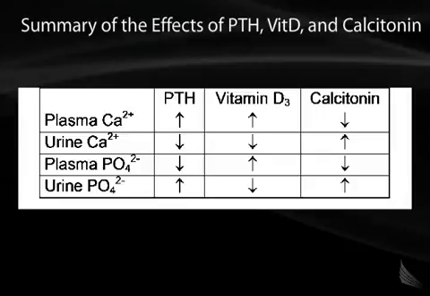So again, there are 3 hormones: PTH, vitamin D, and calcitonin. They all work on regulating calcium and phosphorus levels in the blood. PTH and vitamin D both increase serum calcium, whereas calcitonin decreases serum calcium. PTH decreases serum phosphate, whereas vitamin D3 increases serum phosphate. Calcitonin also decreases serum phosphate.